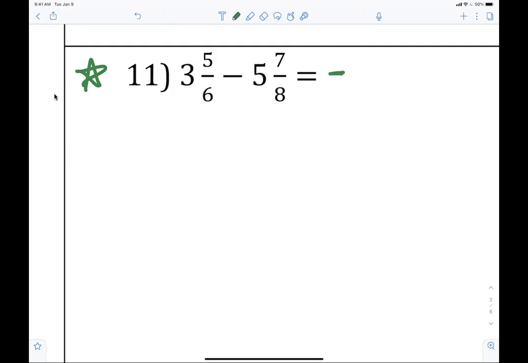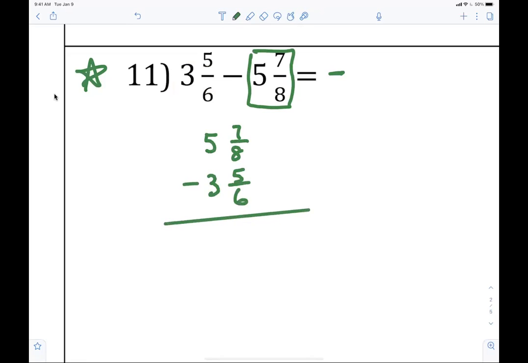All right. Now we're going to try to subtract. So when you subtract, put the larger whole number first. So we're going to write 5 7/8 minus 3 5/6. Is everybody okay with that?